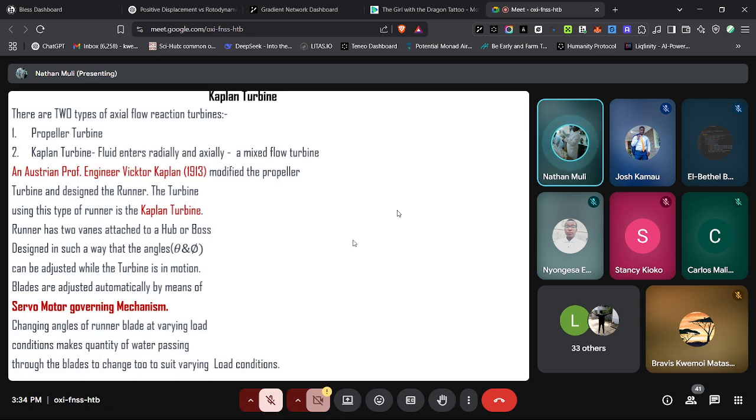And under this, we have two types. We have the propeller turbine, and we have the Kaplan turbine itself. In this, fluid enters radially, and I believe it leaves axially. And as a result, it is referred to as a mixed flow turbine.